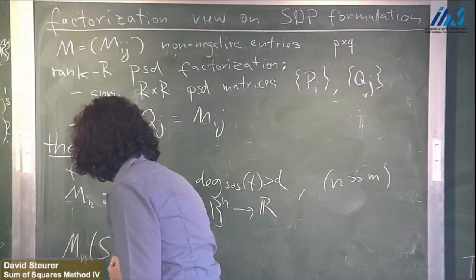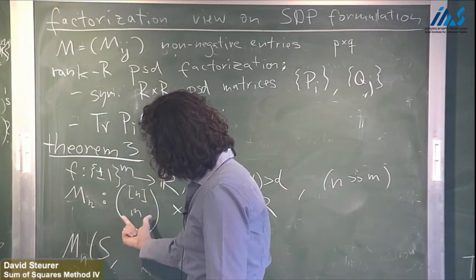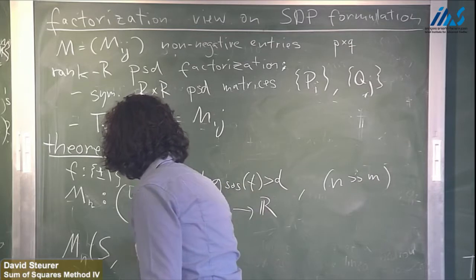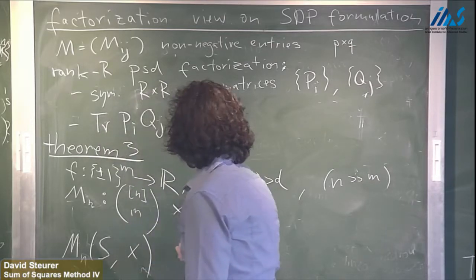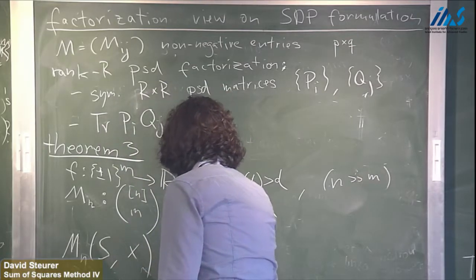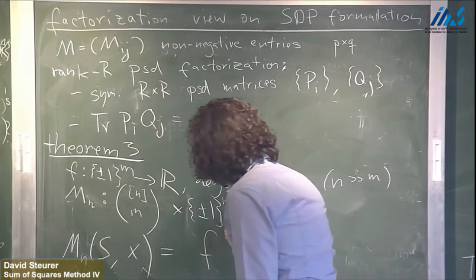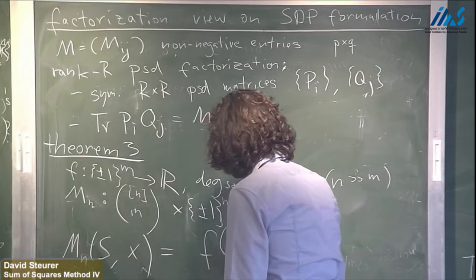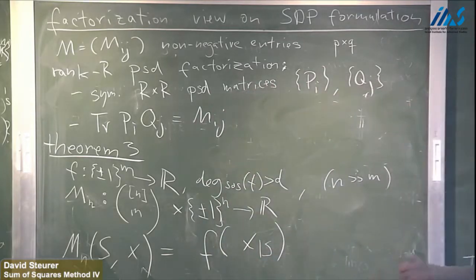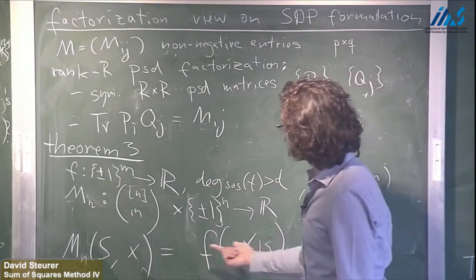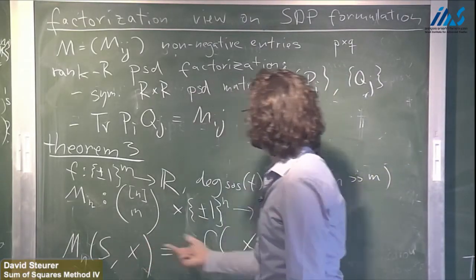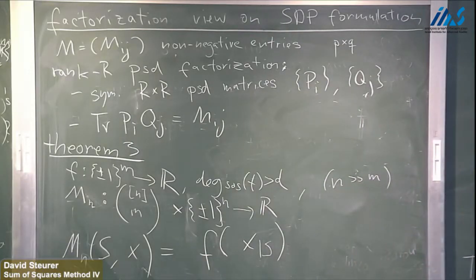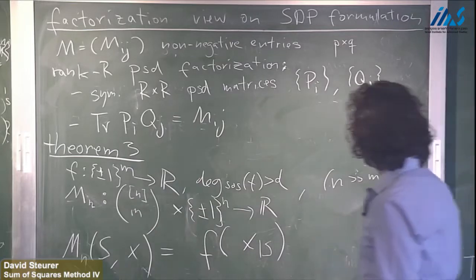The entry of the matrix for a set S, a subset of the coordinates of size m, and a point on the hypercube x, will be the function little f evaluated at the point x restricted to the coordinates that are in S. If you are a little bit familiar with communication complexity, then this construction is related to the pattern matrix construction. But that's not important.